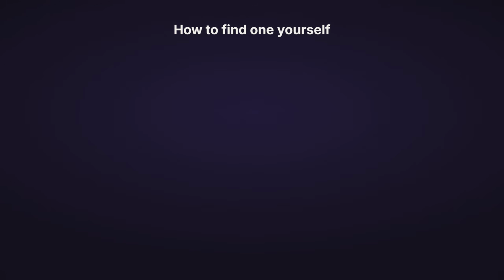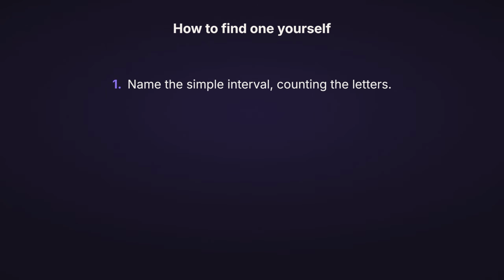So how do you find and name one yourself, on the spot? It is a two-step move, and it never fails. First, ignore the octave and name the simple interval, the way you already know how, counting the letters from the bottom note up. So if you have a low C and a high E, you ignore how far apart they sit and just notice that C to E is a third.